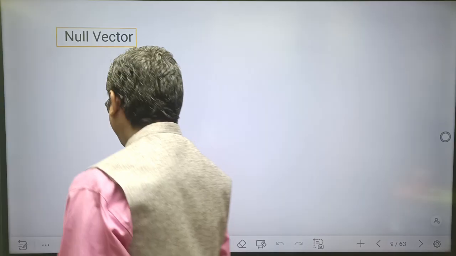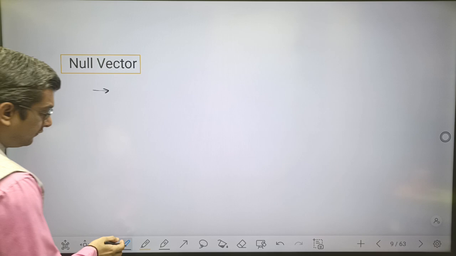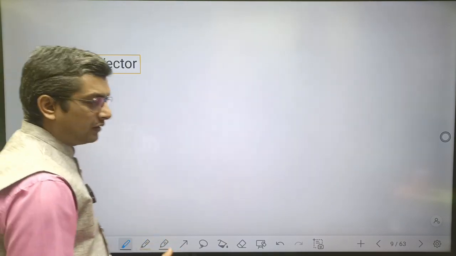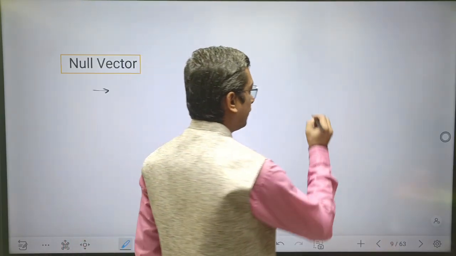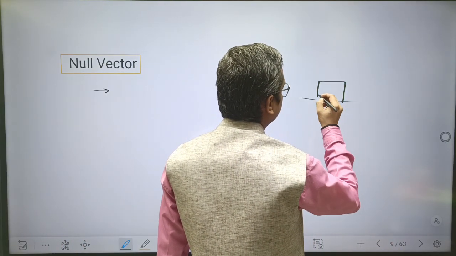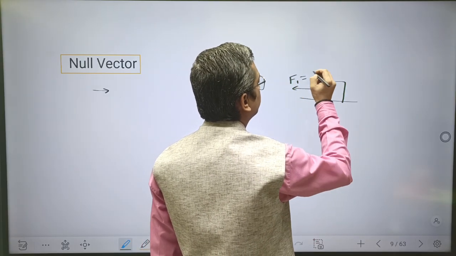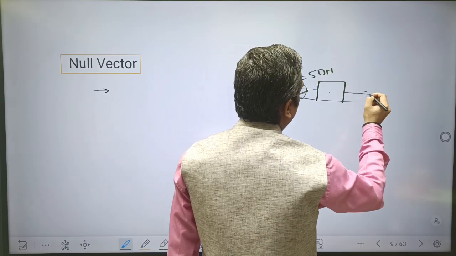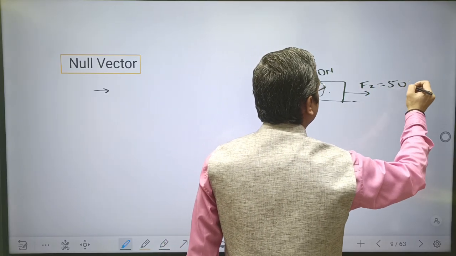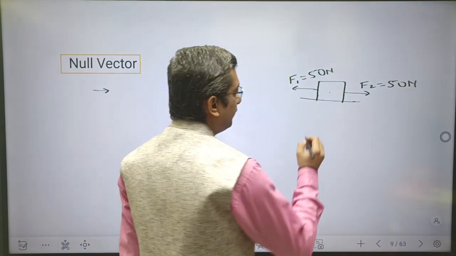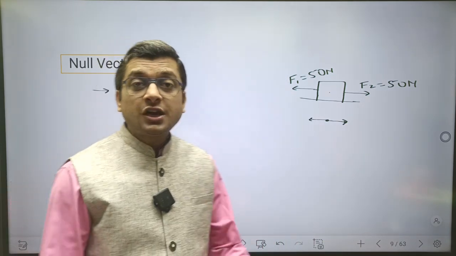So the next is the null vector. This is very important, dear students. A null vector is obtained when two vectors of equal magnitude act along opposite directions. For example, suppose there is an object, and I pull this object by a force F1 equal to 50 Newton, and I apply a second force on the opposite side, pulling with the same force, 50 Newton. So F1 and F2 have the same magnitude, but their directions are opposite to each other.